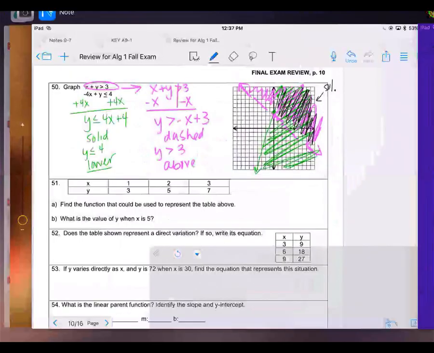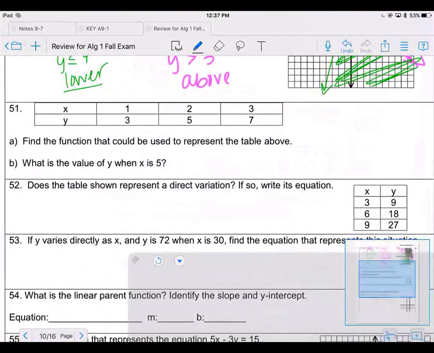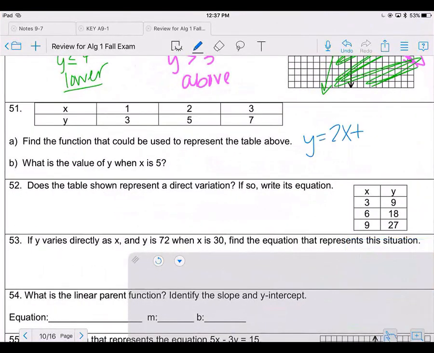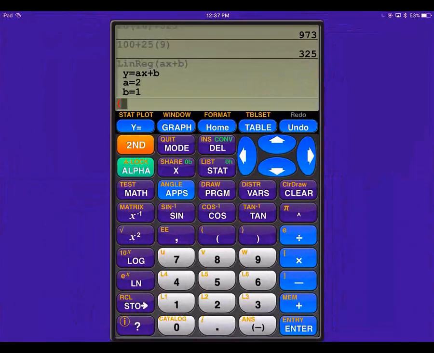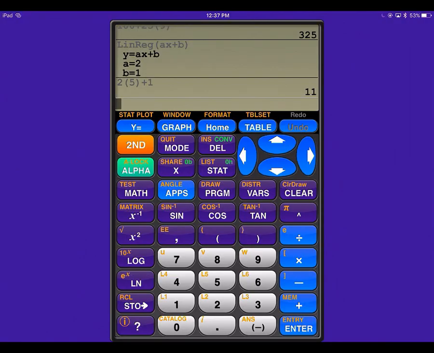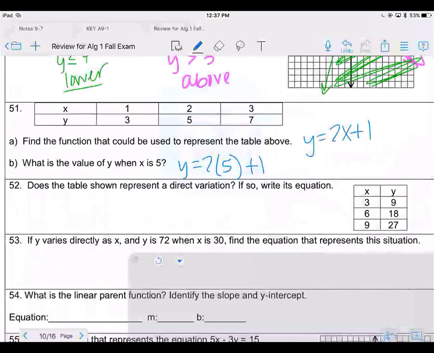So part A, what function could be used to represent this? Y equals 2x plus 1. Then they ask us what is the value of y when x is 5. So this is where we would plug in 5 for x and solve. So 2 times 5 plus 1 is 11. We could also put 2x plus 1 in y equals and look at the table.